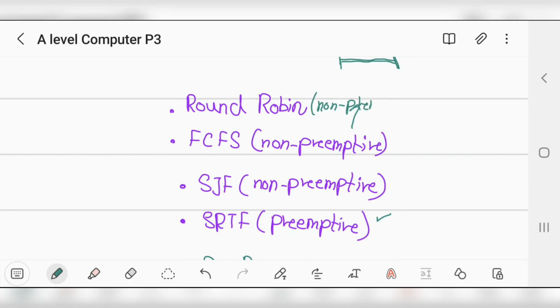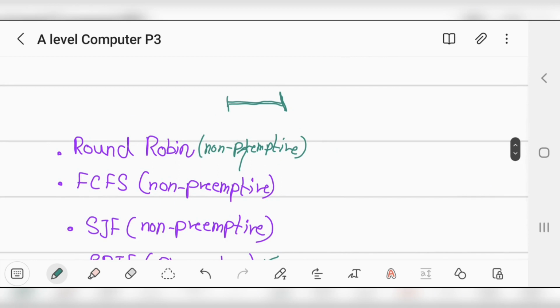What is meant by preemptive? Non-preemptive means that whenever a process comes into execution, it will not be interrupted by any interrupt or by any process. It will just keep on running until it has completed its burst time.